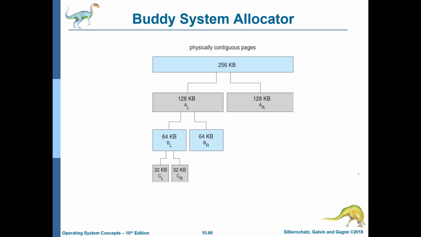This is a graphical view of what we are doing. In this case, we have a 256 KB chunk. As you can see, it is split into two equal parts, 128 and 128. 128 is again split into two equal parts, 64 and 64, which is again split into two equal parts, 32 and 32.